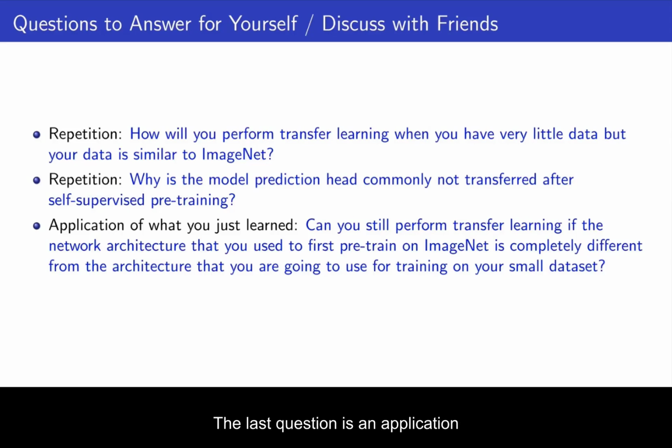The last question is an application of what you have just learned. Can you still perform transfer learning if the network architecture that you used to first pre-train on ImageNet is now completely different from the architecture that you're going to use for training on your small data set, which is the target task? So this brings us to the end of this video.